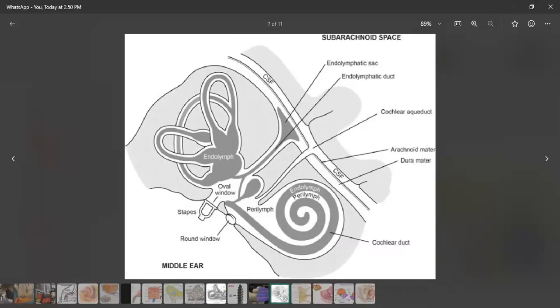So we know the structure of the cochlea, right? We've done it in physiology. Hold on. Can you see it? Guys, if you can't see this, just let me know.